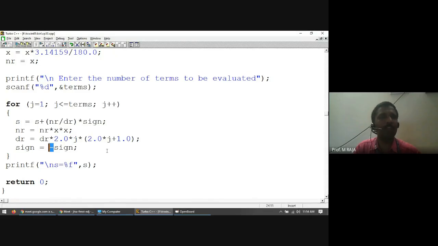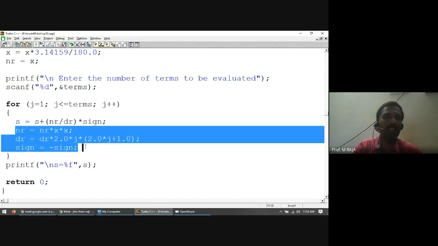You can even use a while loop or do-while loop, or you can change the logic of the for loop, right? The computations, numerator, denominator. Or you can ask, why should we unnecessarily evaluate numerator, denominator, sign for the next stage, right? The last value of j.